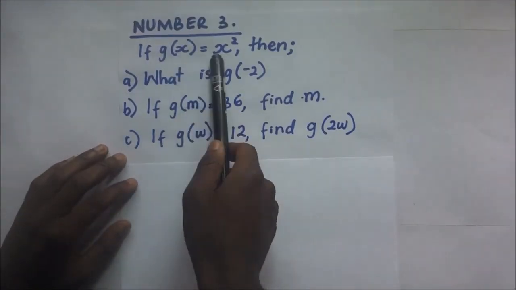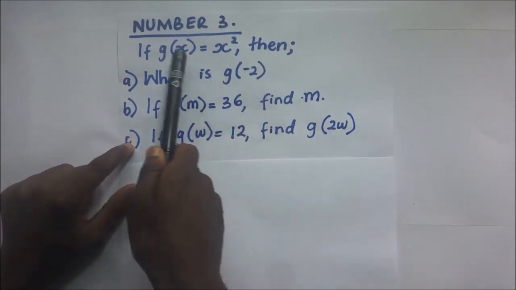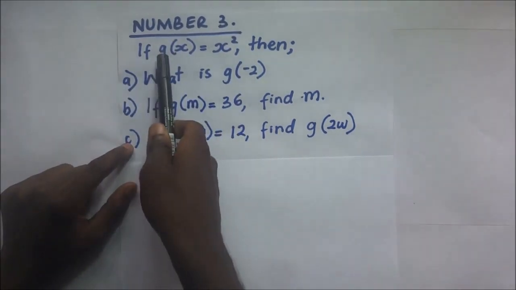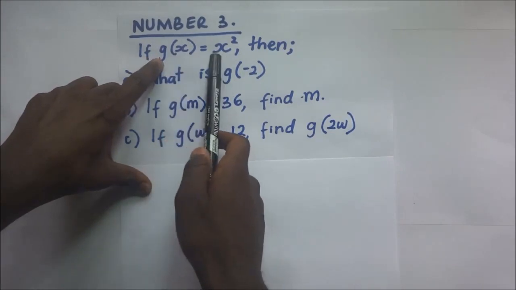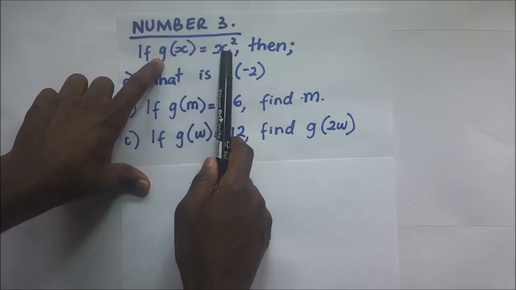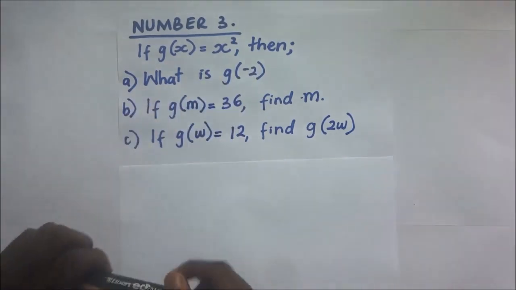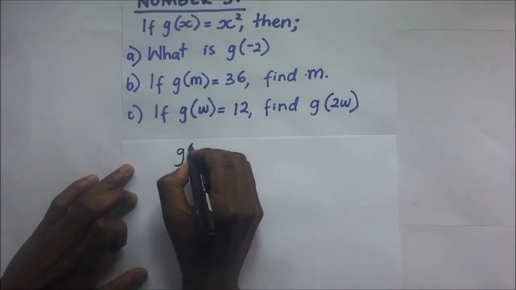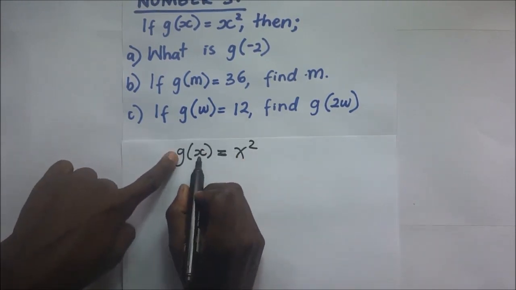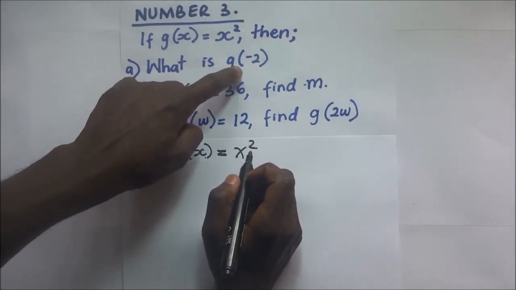Now if g of x is equal to x squared, then we need to answer part A, B, and C with reference to this function. We are being told that the function g, where x is a variable, is given by x squared. So what is the function of g when the variable is negative 2?